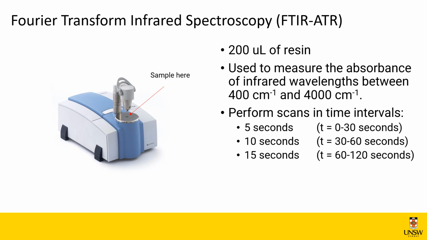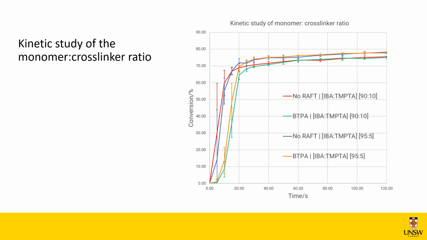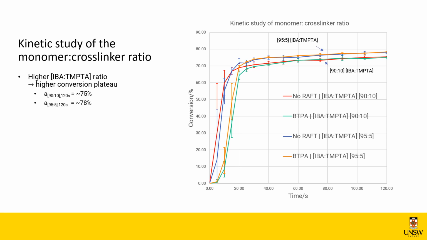The method involved pipetting 200 microliters of the resin onto an FTIR ATR machine and characterizing between 400 and 4000 reciprocal centimeters for the absorbance in several intervals of time, integrating the polymer peak at 1650 reciprocal centimeters. Using this method, we firstly compared the monomer to crosslinker ratio and its effect on the kinetics. From here, we can determine that a higher monomer to crosslinker ratio resulted in a higher conversion plateau.